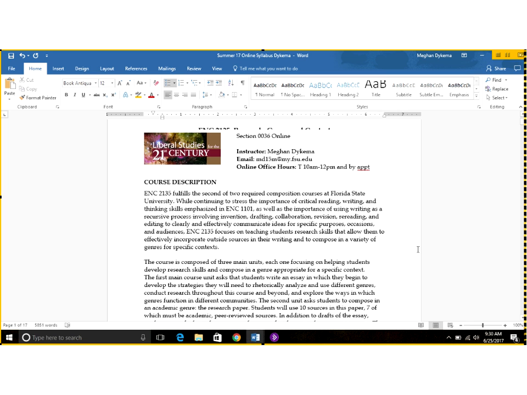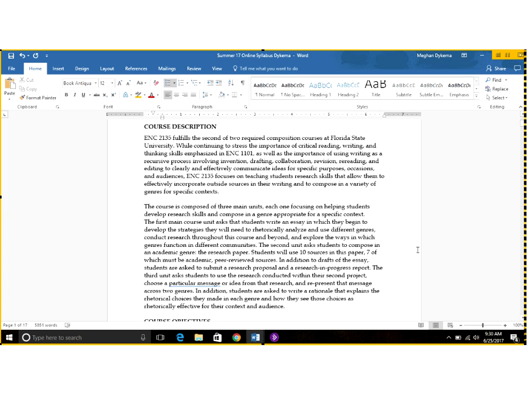So here's our course description. Some of you may have taken ENC1101, most of you probably have not, but we do build on some of the foundations in that class, the importance of using writing as a recursive process, which you've already heard me mention a couple of times, communicating ideas for specific purposes, occasions, and audiences. So in addition to those sort of fundamental skills and beliefs about writing, ENC2135 also focuses on research skills.